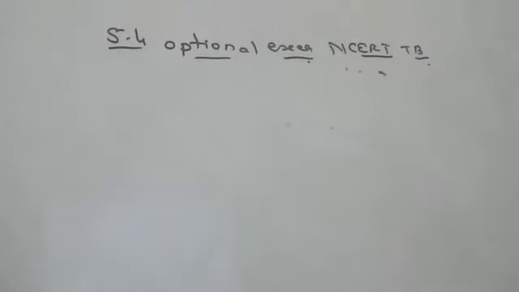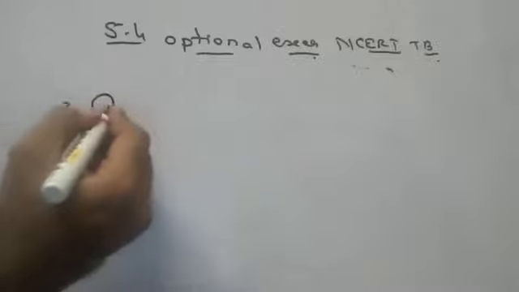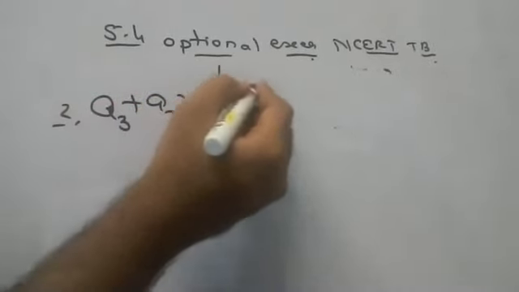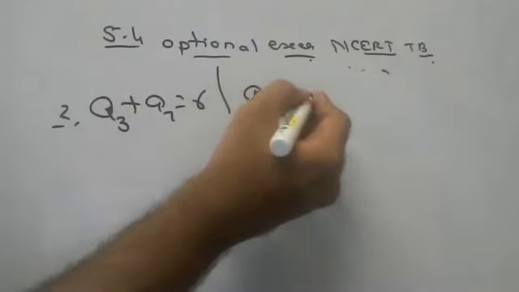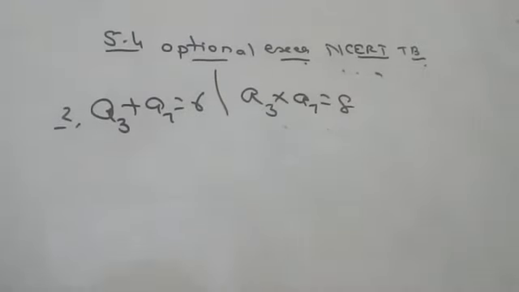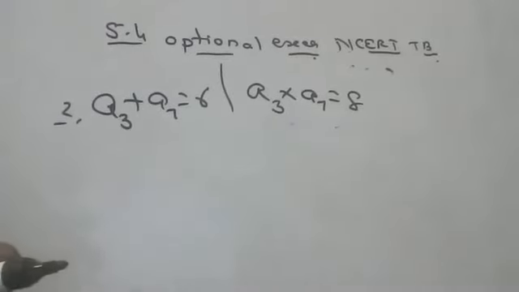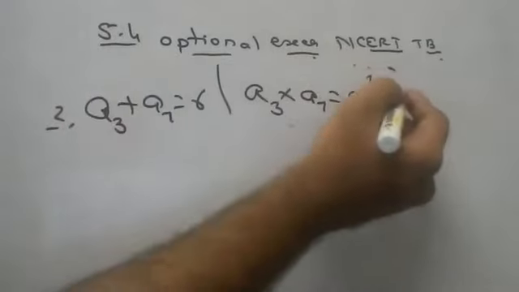Next question. Sum of third and seventh term is 6, and the product of third and seventh term is 8. Question is, find the sum of 16 terms of the AP.